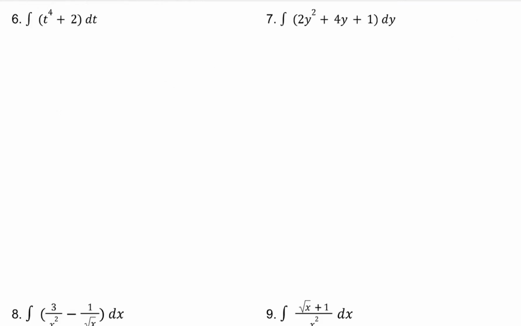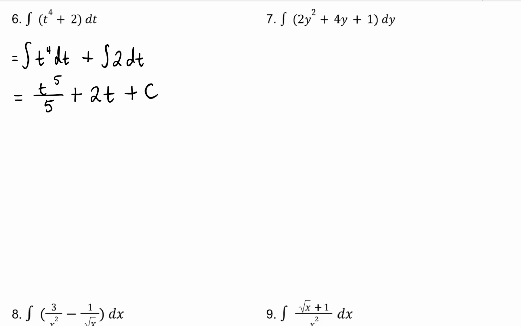Here we're integrating a sum of two functions, so you can separate this to be the integral of t to the 4th with respect to t plus the integral of 2 with respect to t, and integrate separately from there. The integral of t to the 4 would be t to the 4 plus 1 over 4 plus 1, plus 2t, since we're integrating with respect to t, and then plus c. You don't need to put plus c, which would be 2c, because 2 times a constant is still a constant.